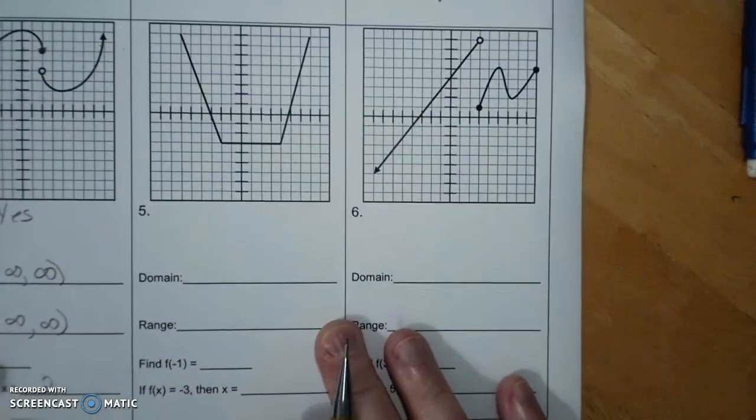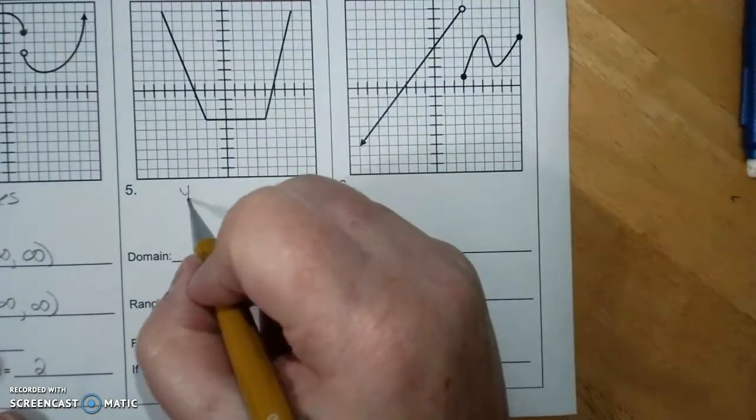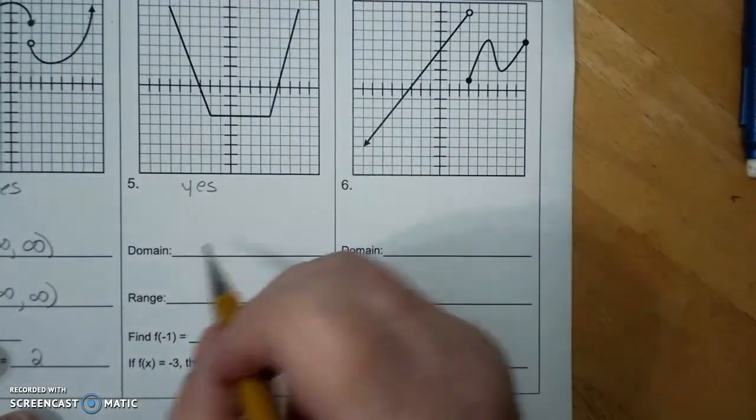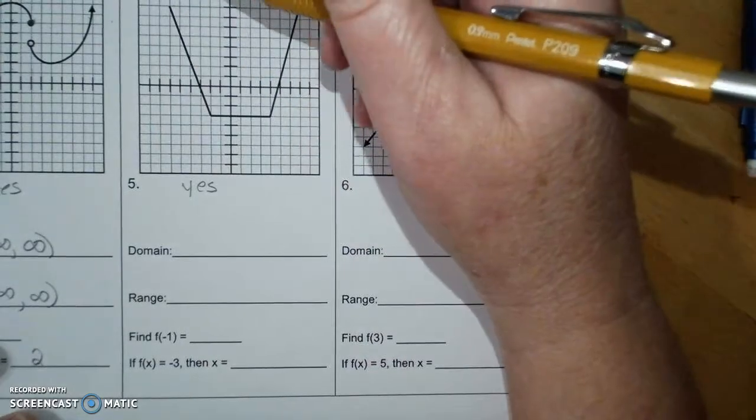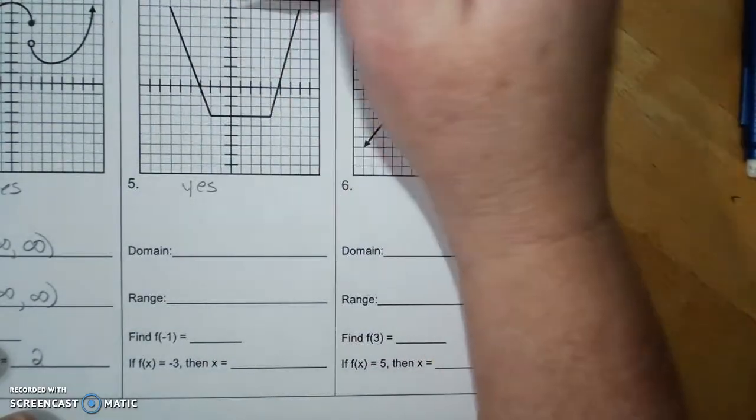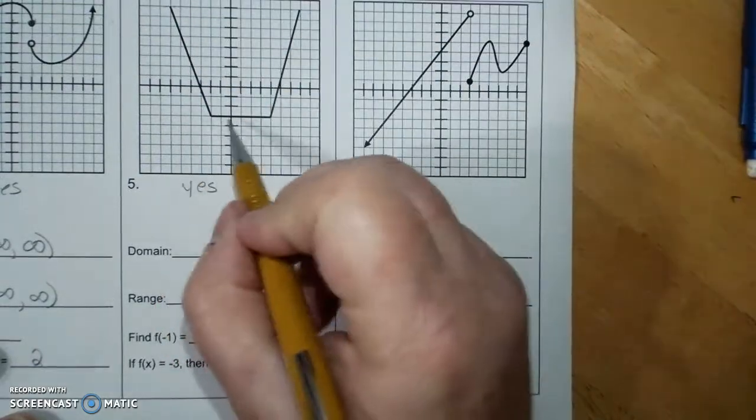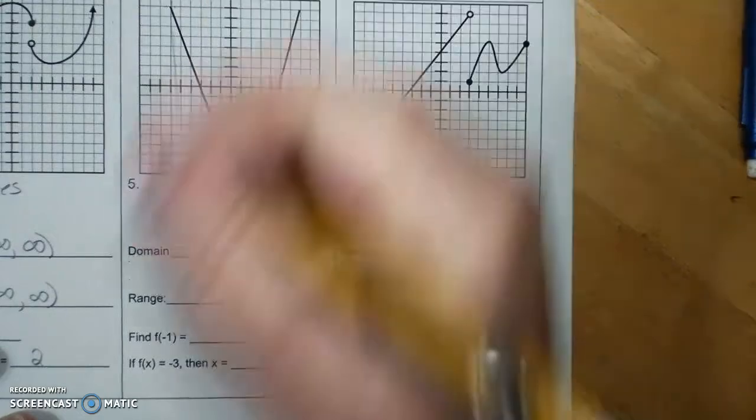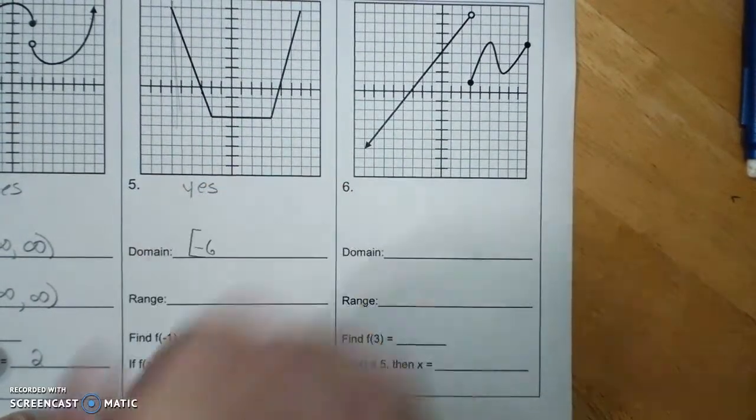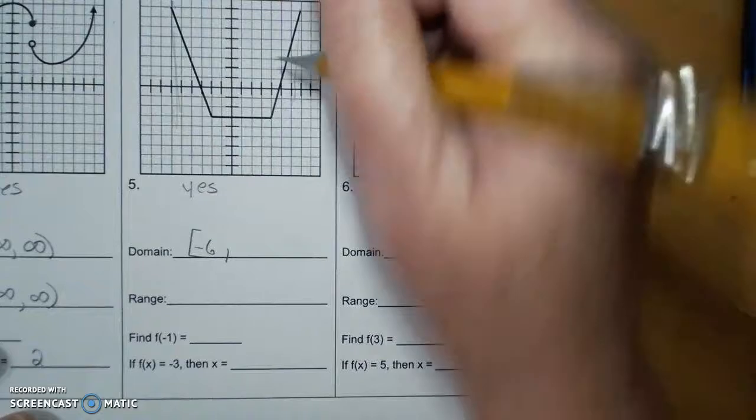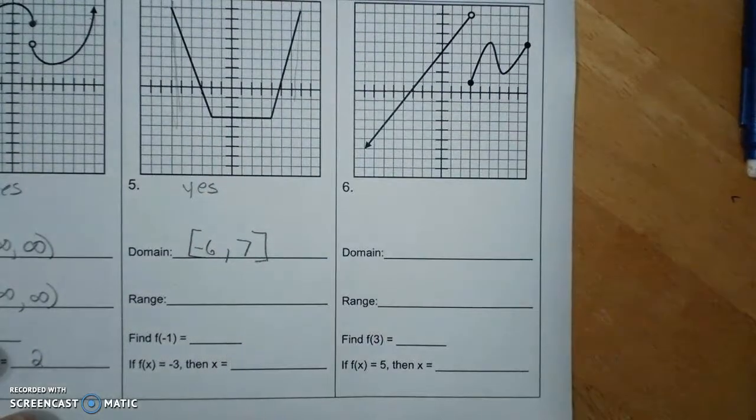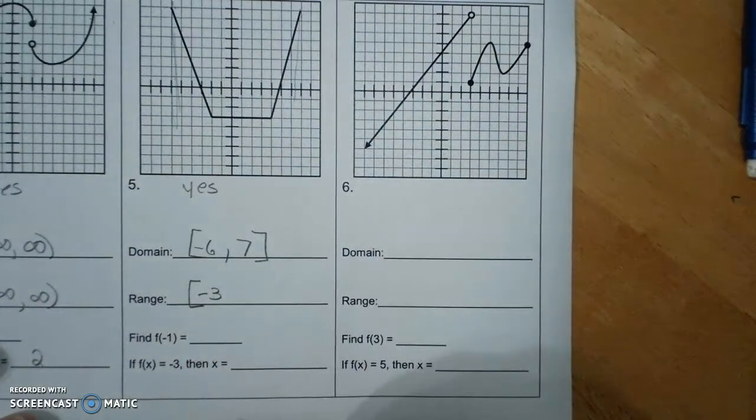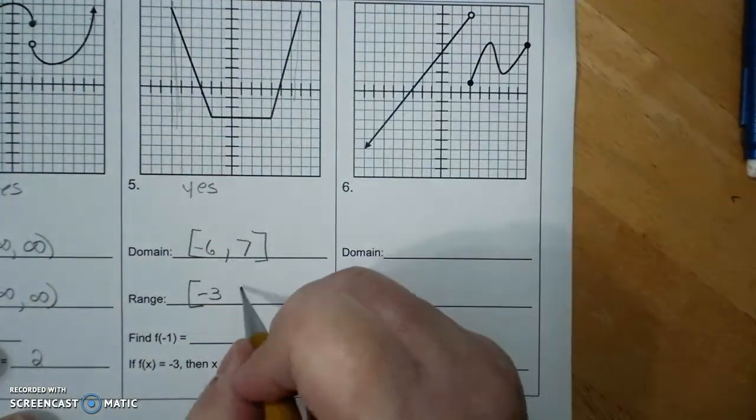Okay, here we go. Is it a function? Yes. This is okay, this is okay. Horizontal lines are okay, they're still functions. Domain, there's not an arrowhead, so we're assuming it stopped. And so the domain went from -6, and it hit the line, and it goes to 7, and it hit the line. Range is from -3, includes -3, and it goes up to 8.